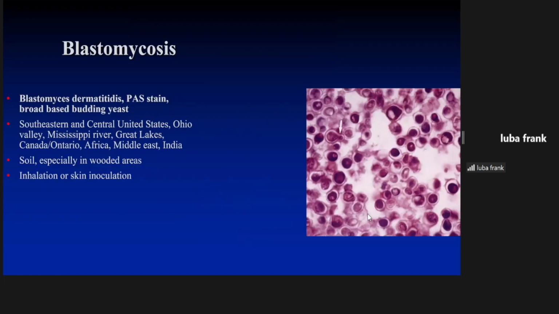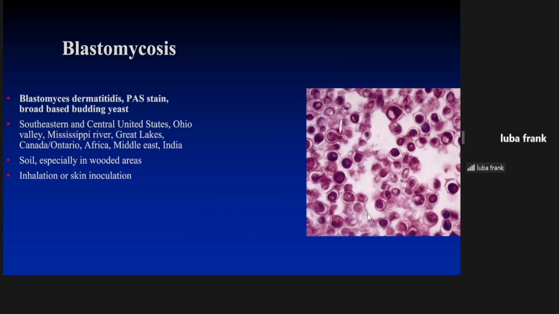So the second disease that I put here is blastomycosis. It's a fascinating disease caused by Blastomyces dermatitidis, which is a broad-based budding yeast. And it is not only seen in the United States, more common in the southeastern and central United States, Ohio Valley, along the Mississippi River, Great Lakes, but also seen in Canada, Africa, Middle East, India. So that's not just relevant to the US population or Canada, but also seen in other parts of the world.